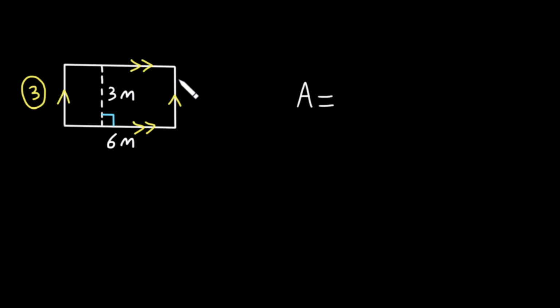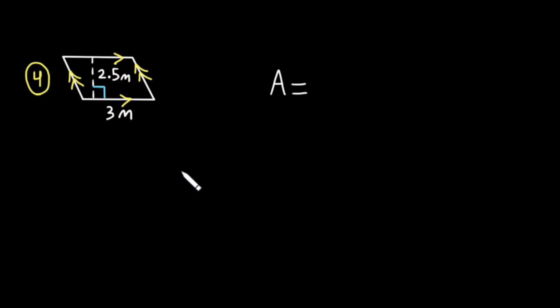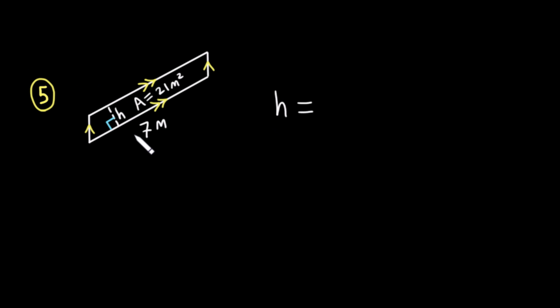The third example: we have a parallelogram with the base 6 meters and height 3 meters. We want to find the area. The fourth example: we have a parallelogram with the base 3 meters and the height 2.5 meters. We want to find the area. The last example, the fifth example: we have a parallelogram with the given area, which is 21 square meters, and the base, which is 7 meters. We want to find the height.